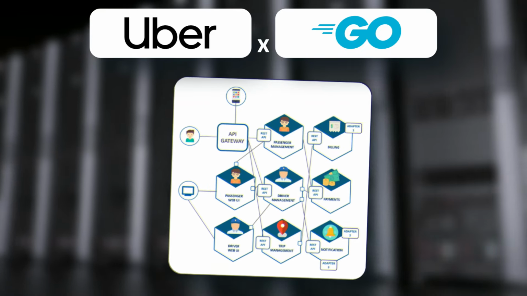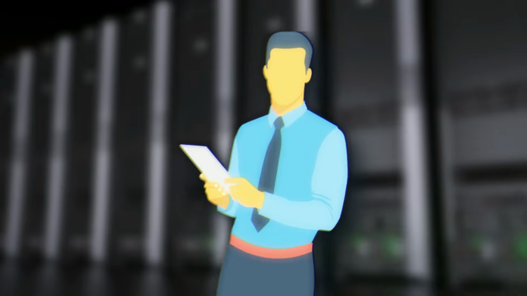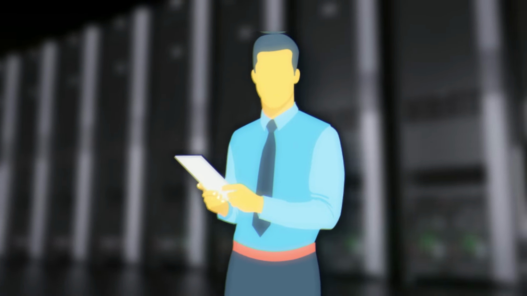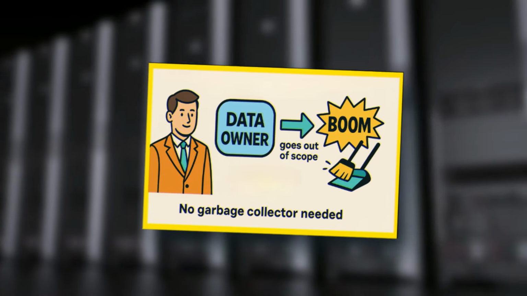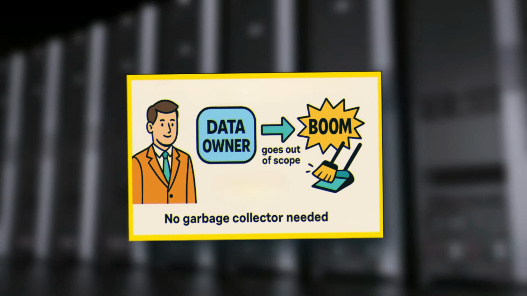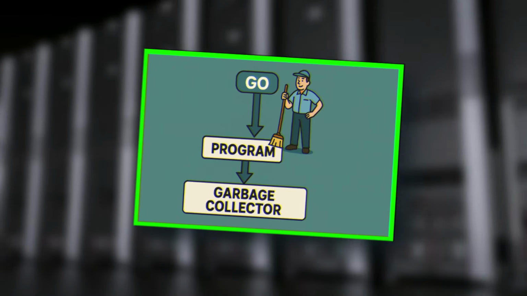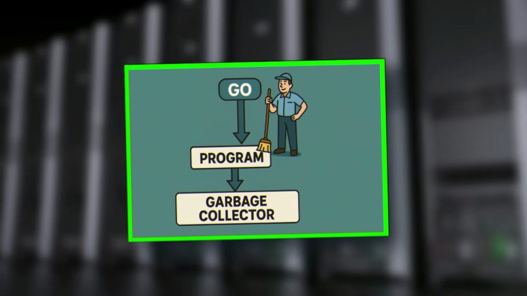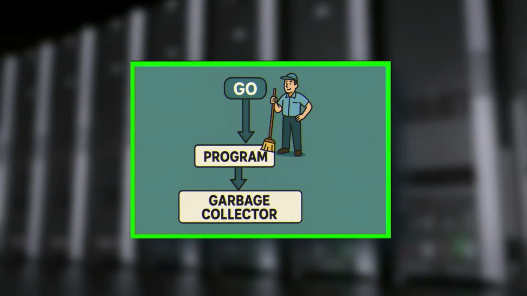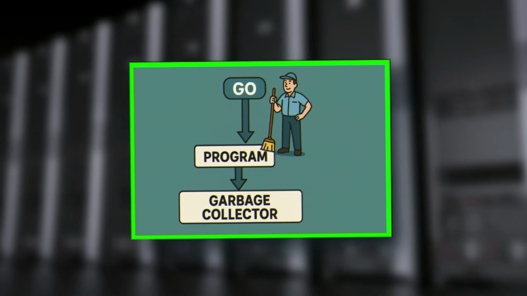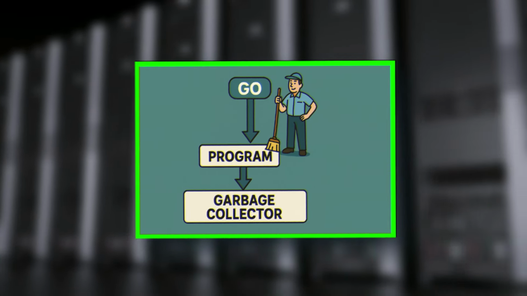Now, here's where things get really interesting. Rust's ownership system is like having a personal assistant who never forgets to clean up after you. Every piece of data has exactly one owner, and when that owner goes out of scope, boom, memory is automatically freed. No garbage collector needed. But Go takes a different approach. Its garbage collector runs alongside your program, constantly identifying and cleaning up unused memory. It's like having a janitor who works while the building is occupied. Highly efficient, but you might occasionally bump into them in the hallway.